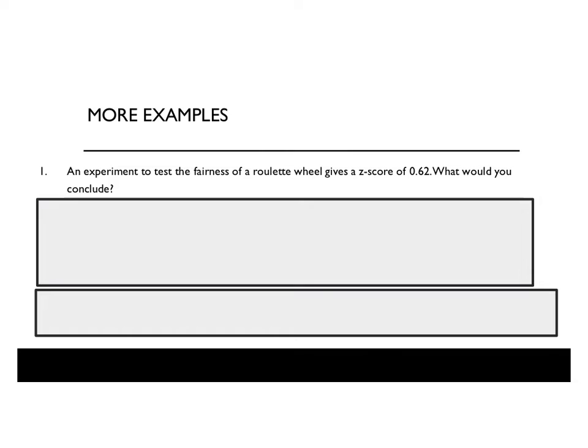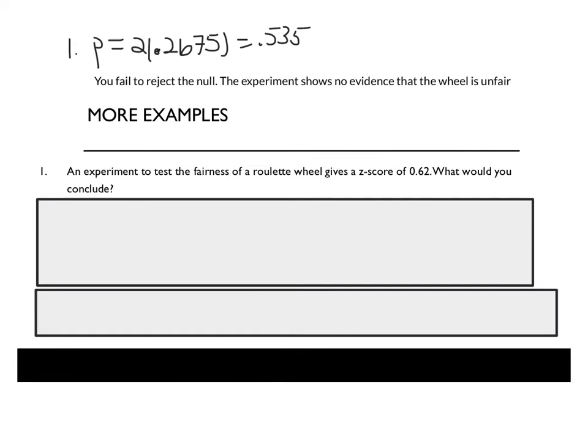In our next example, we have an experiment to test the fairness of a roulette wheel. It gives a z-score of 0.62. What would you conclude? So first of all, we're determining the fairness of the roulette wheel. So that means we will have a two-tailed test. So I would take the z-score, 0.62. I would look it up on my chart.